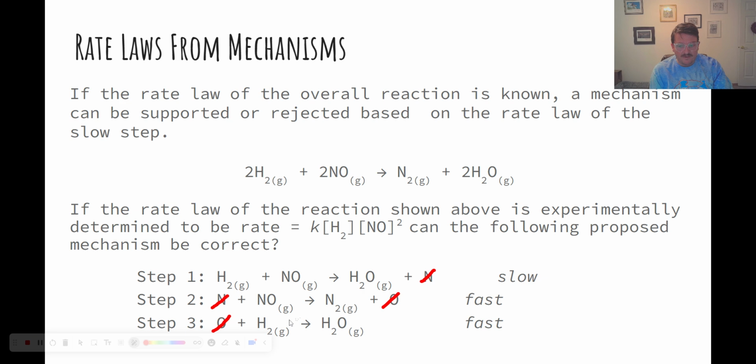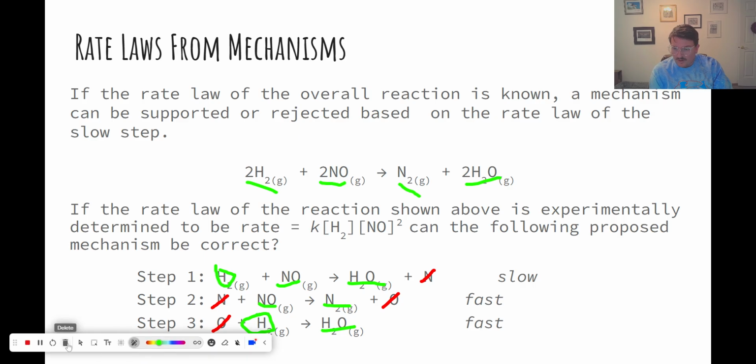So what's left? We have 1 H2, 2 H2s. That works. 1 NO, 1 NO, so we have 2 NOs. 1 H2O, 1 H2O, 2 H2Os, 1 N2, 1 N2. We're good. So it does add up to all of those. Now, how do I get rid of all these? Okay. Clear all.